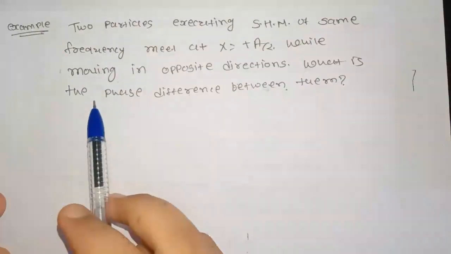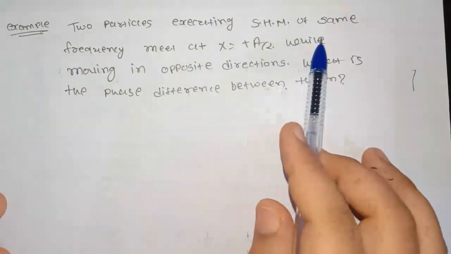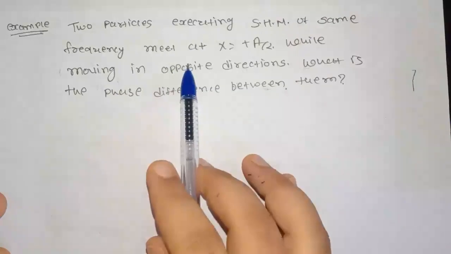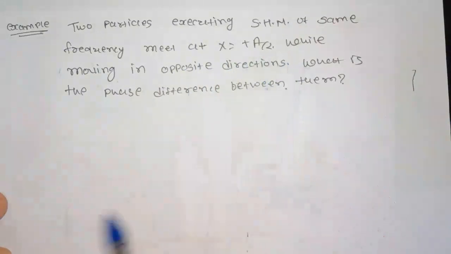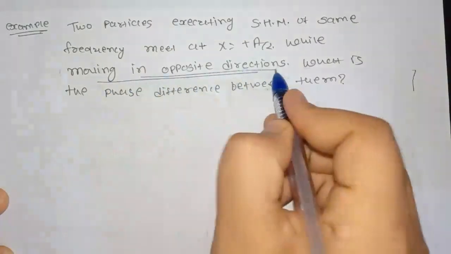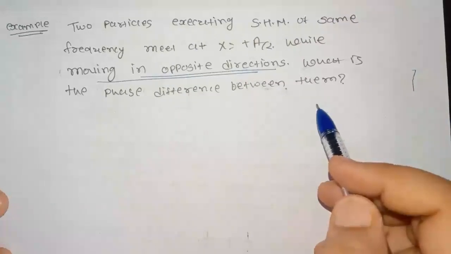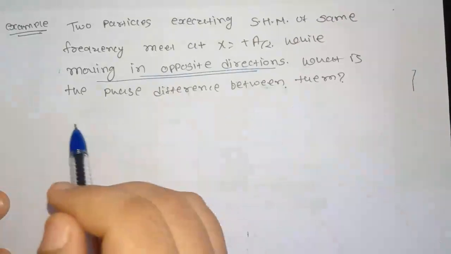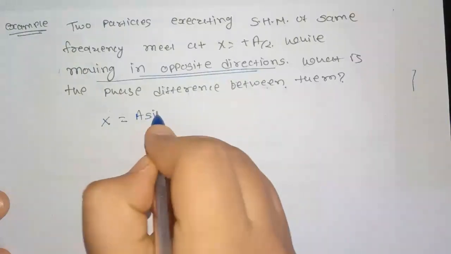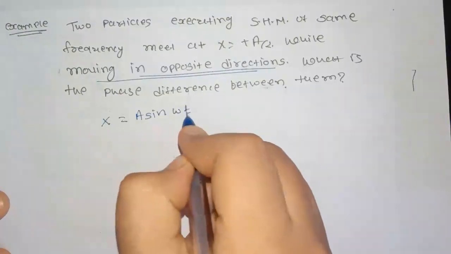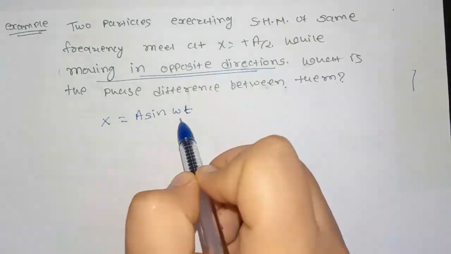In this example, it is given that two particles executing SHM of same frequency meet at x is equals to plus A by 2 while moving in opposite directions. What is the phase difference between them? Here, let's say x is equals to A sine of omega t. They are having same frequency, so omega will be same.